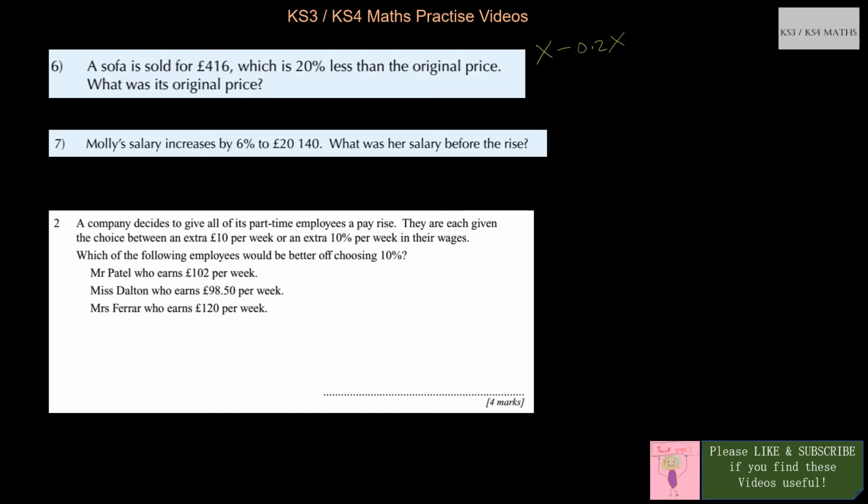That equals 416. So 1 minus 0.2 is 0.8, so 0.8x is 416. So X is 416 divided by 0.8. So then we get 520. So the original price was £520.